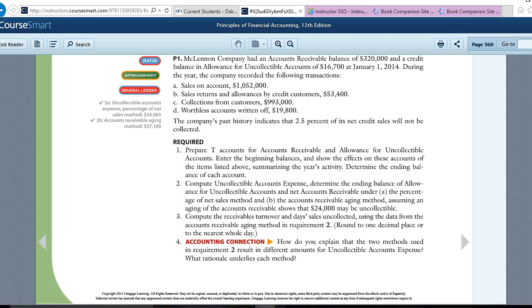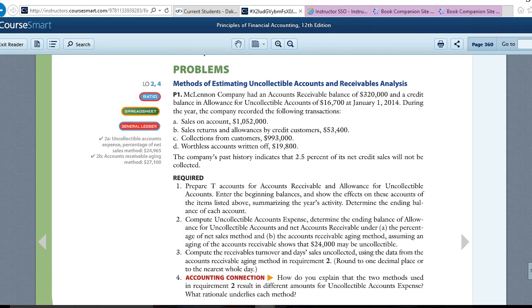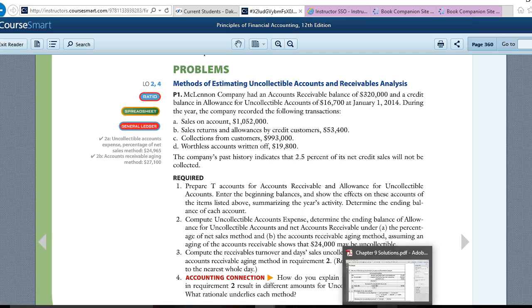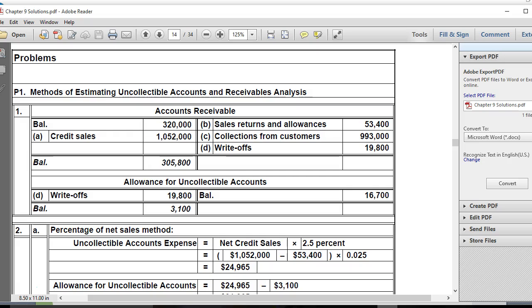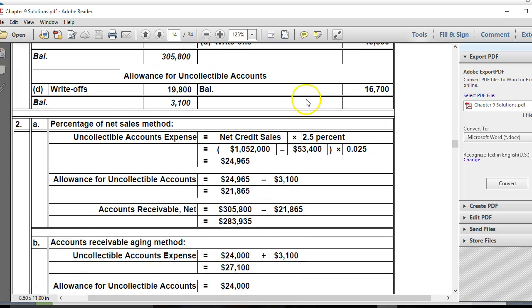under both methods. Now we know our net sales method, it tells us the company's past history indicates that 2.5% of its net credit sales will not be collected. So what are we going to do? If we know 2.5% of our sales on account of $1,052,000 will not be collected, what are we going to do there, guys? 2.5% of $1,052,000. So as you see here, $1,052,000 times 2.5%.